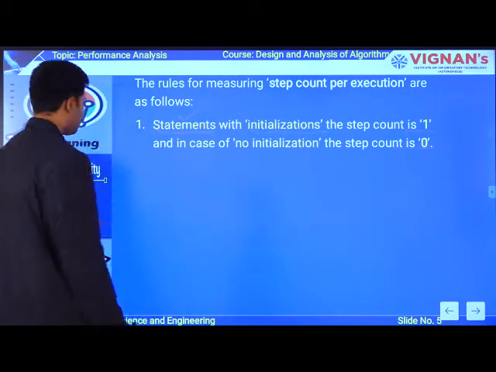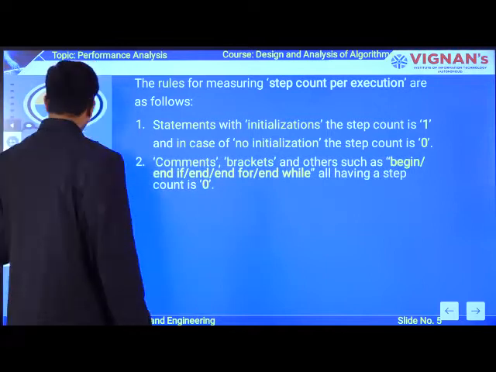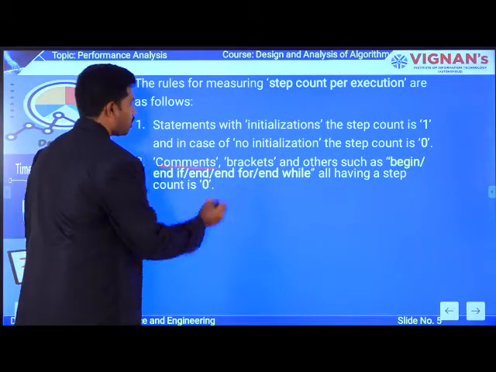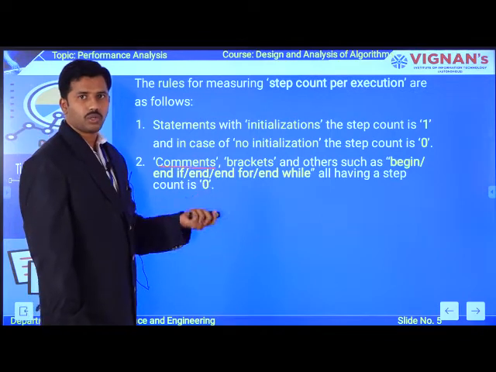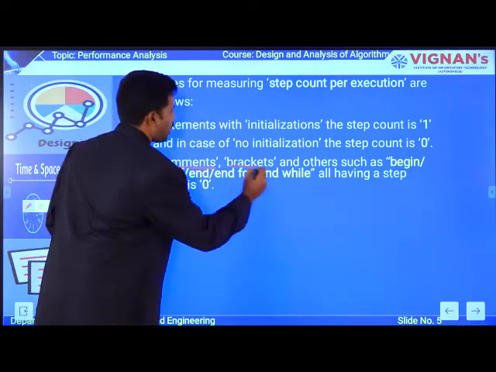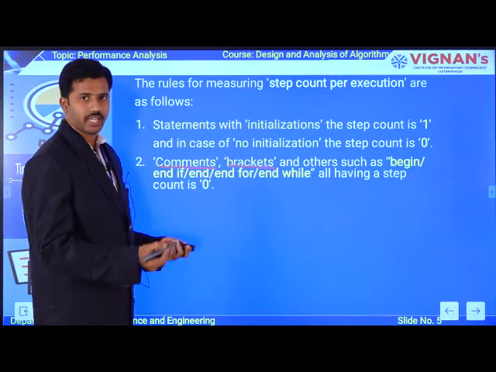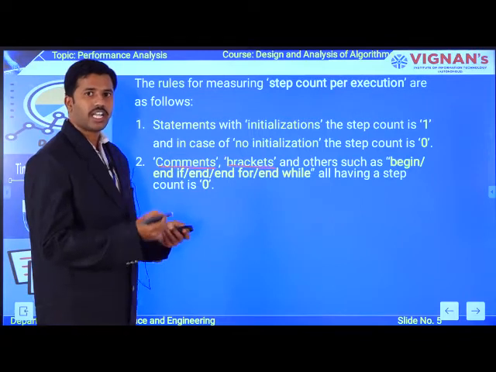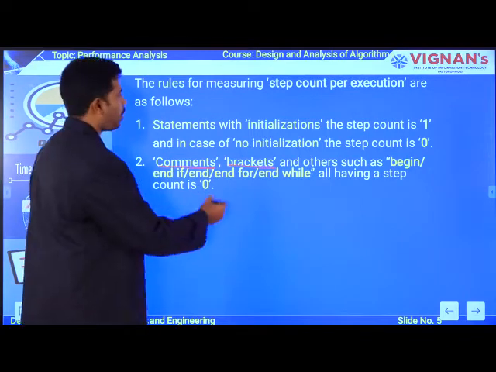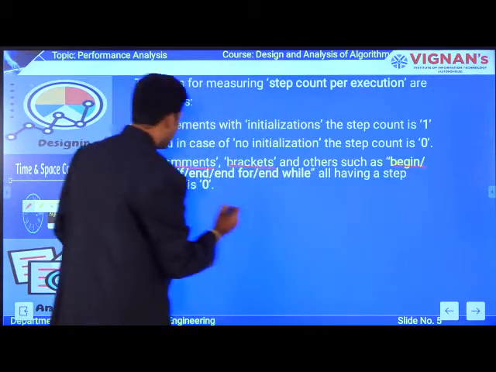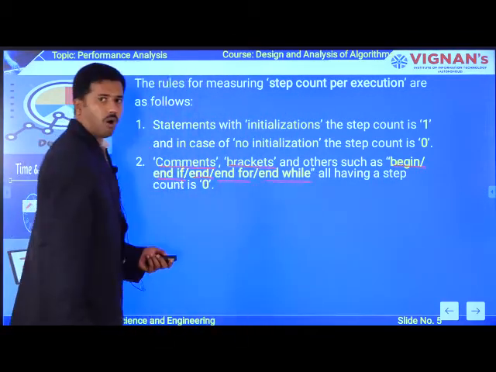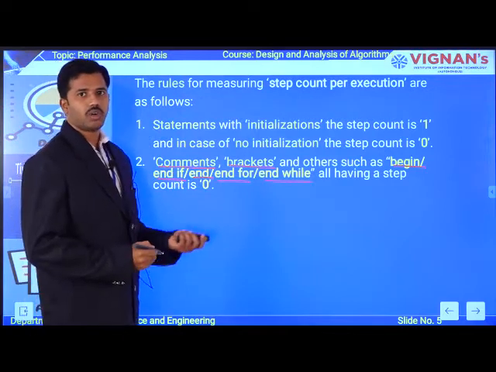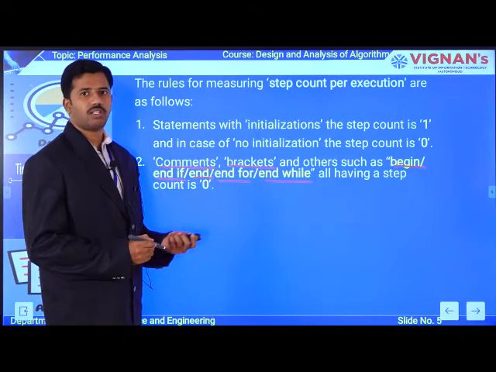Now coming to the second rule. Here the step count value is 0 for comments as well as brackets. Why? Because they do not have any meaning, right? These are not executable statements. Comments, brackets, and some keywords like begin, end if, end for, end while: for all these keywords the step count value is 0.